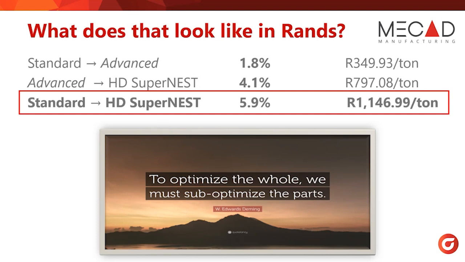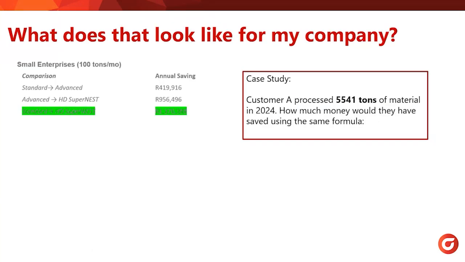To put these numbers into perspective, we've taken the savings from our nesting comparison and projected them across businesses of different sizes. Let's look at what those savings could look like over the course of a year. Here we've got a small business, a small enterprise using about 100 tons per month, which was a very common number that we saw in our poll.